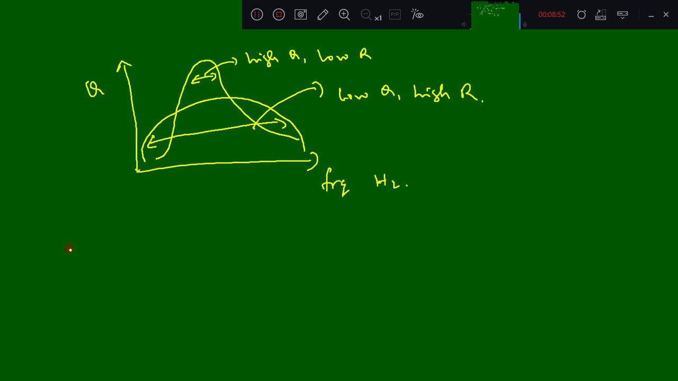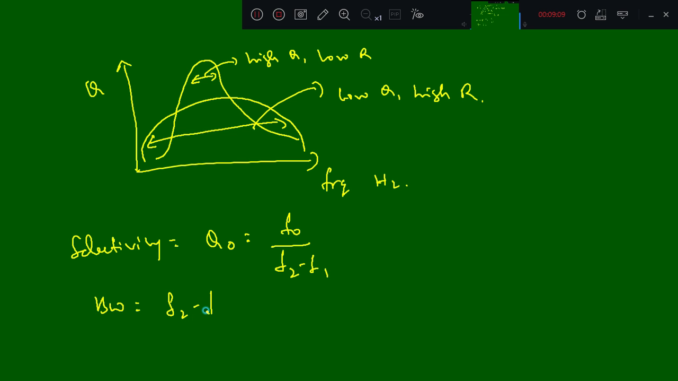So selectivity is also defined as Q naught, that is f0 divided by f2 minus f1, and bandwidth, which is f2 minus f1, is nothing but f0 divided by Q naught. These two are the equations we need to remember for solving problems. Some problems we'll discuss in the further classes. Thank you.